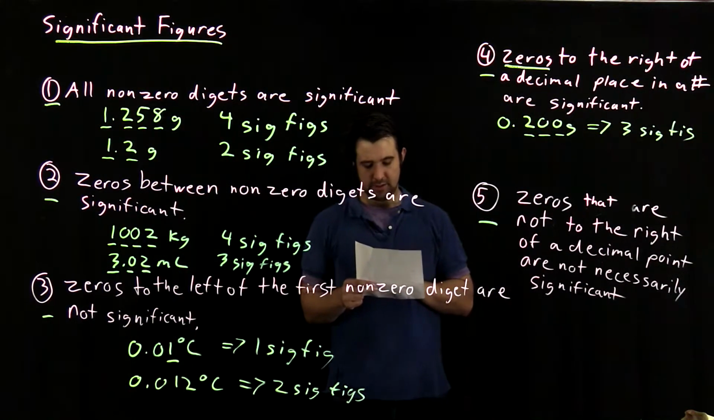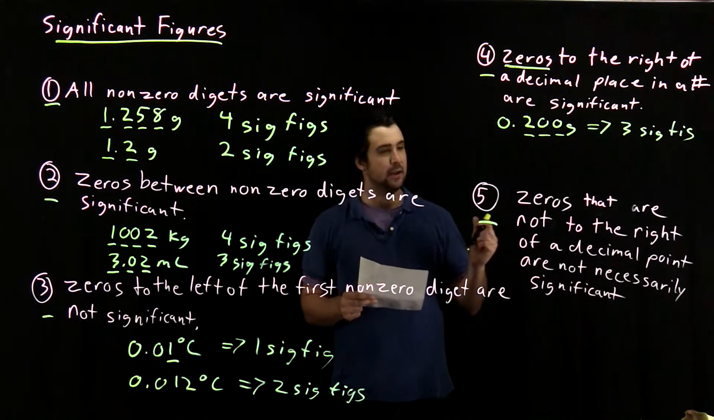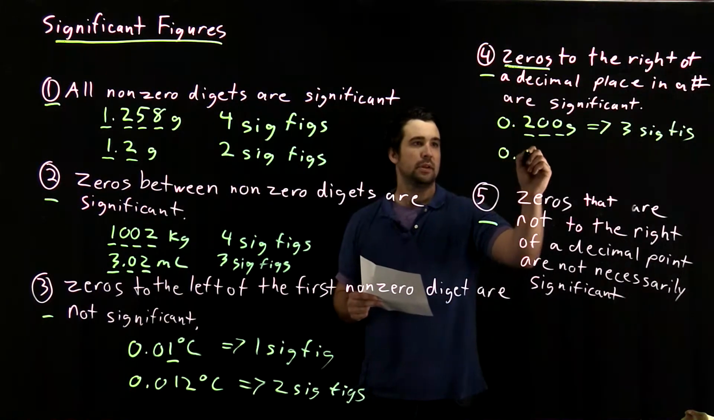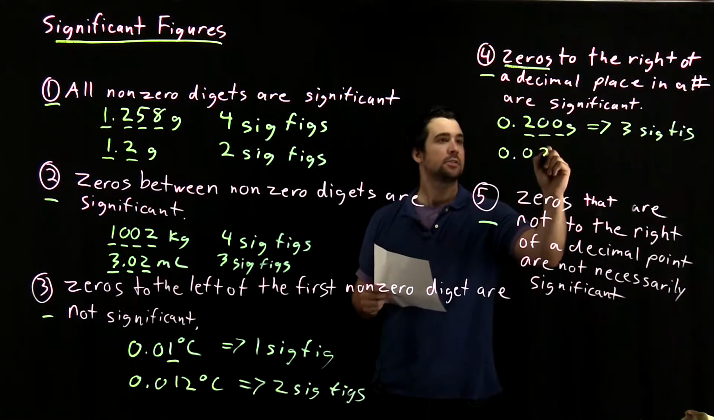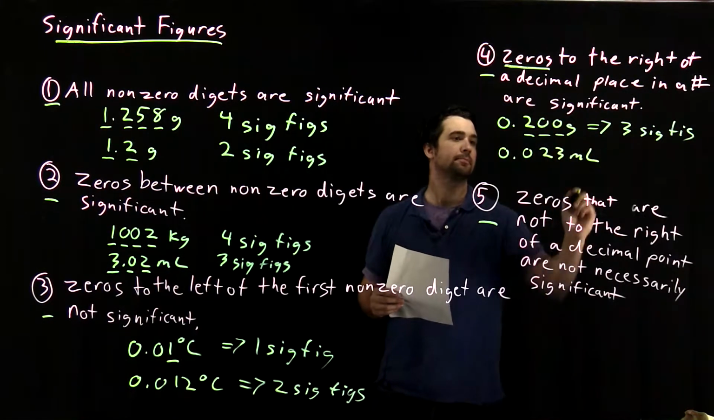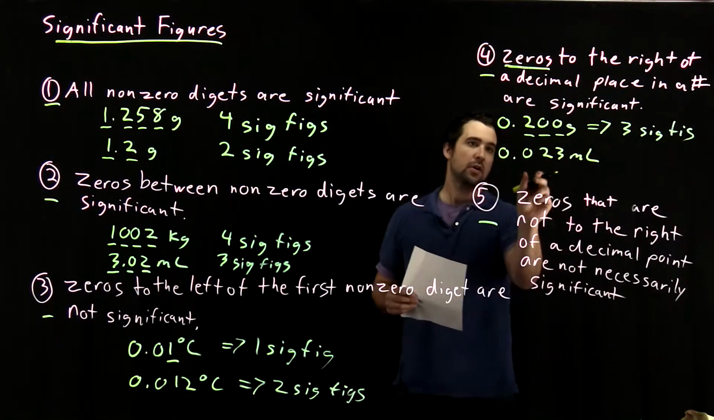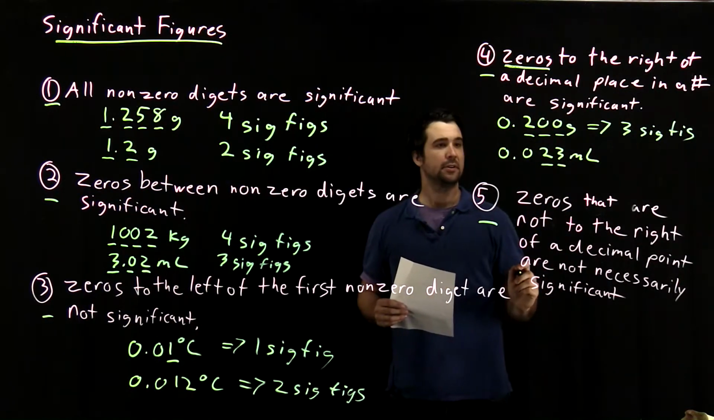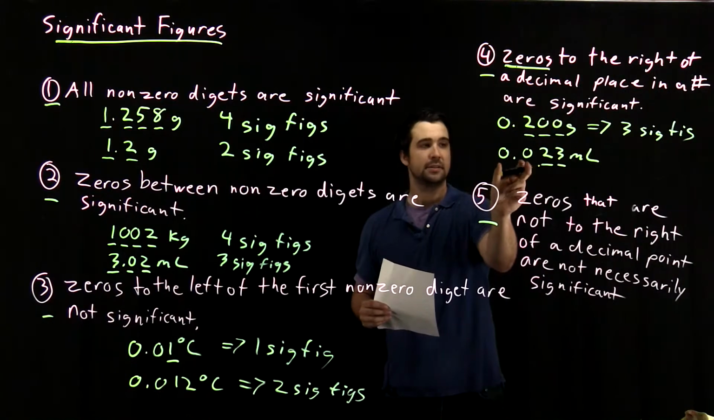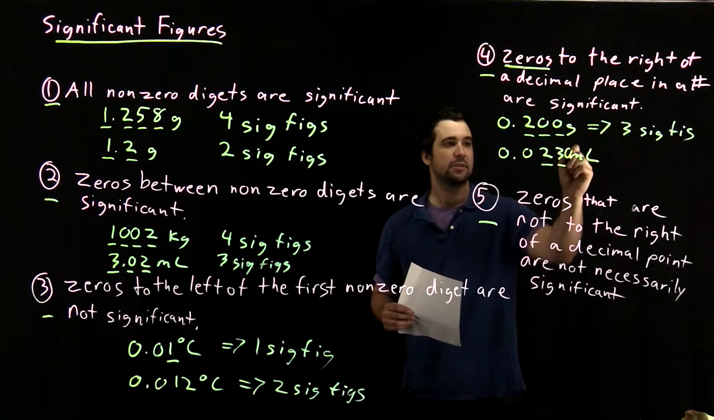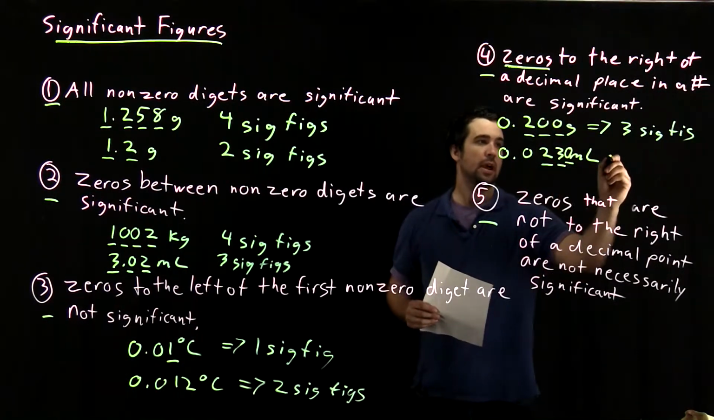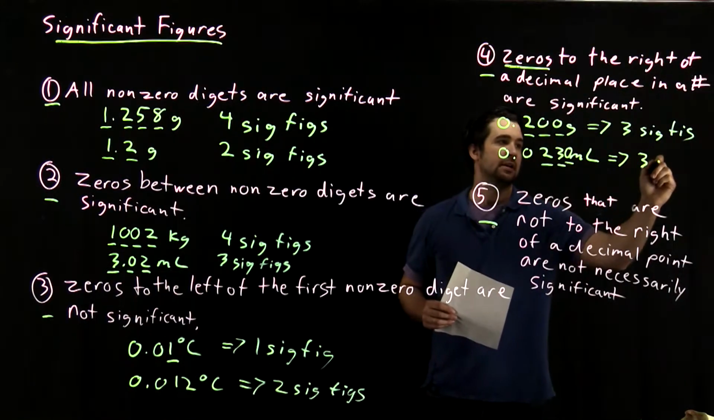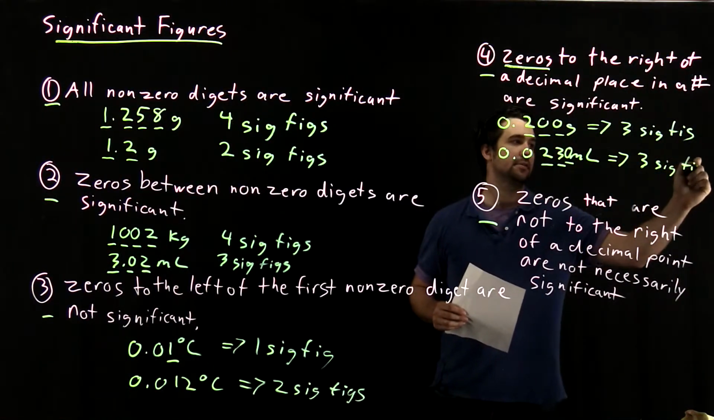And just to show you one more example for that, you could have 0.023 milliliters. Now, this example would only have 1, 2 significant figures because these two zeros are not significant. If we add another 0 here, however, we will now have 3 sig figs.